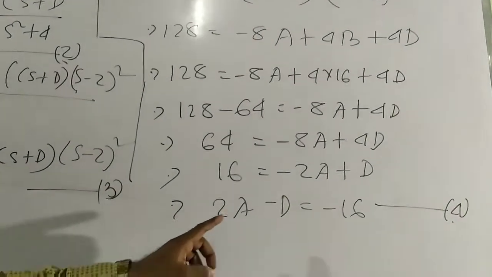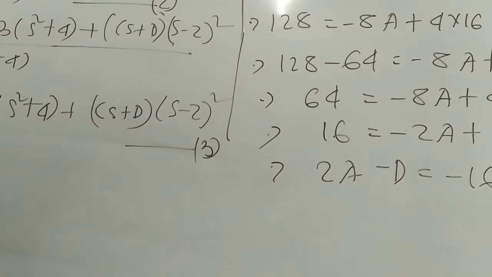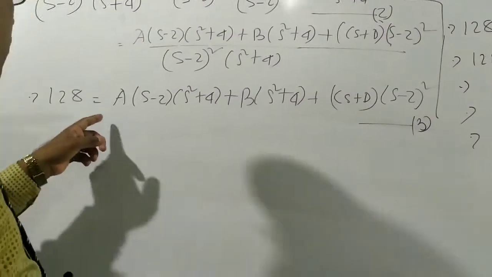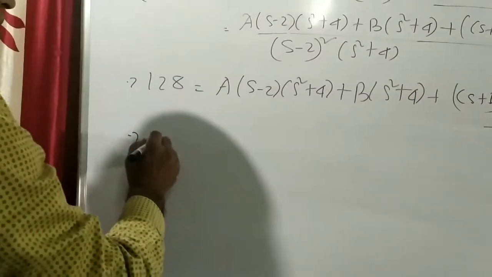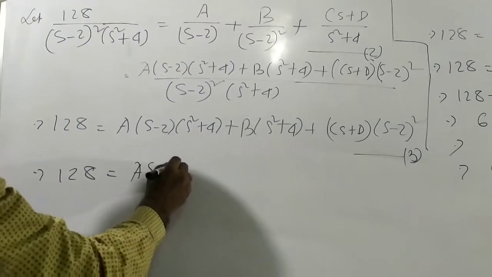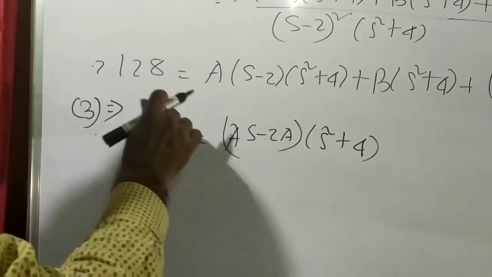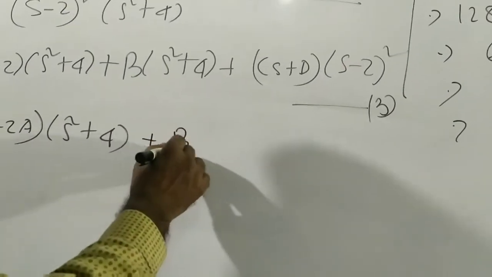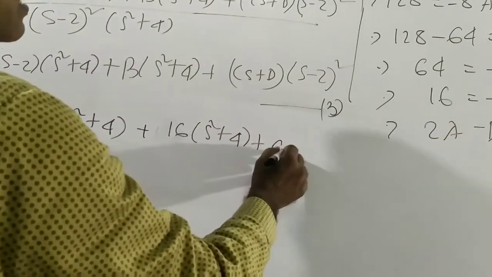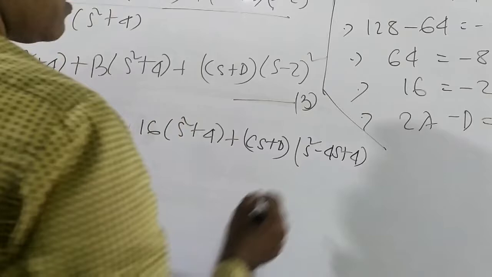Now we have the value of b, and putting the value of b in equation number 3, we get b equal to 16 and one relation, twice a minus d equal to minus 16. Now we equate the coefficients. 128 equals a into (s minus 2) into (s square plus 4), plus b, which we know is 16, into (s square plus 4), plus (cs plus d) into (s minus 2) whole square, that is s square minus 4s plus 4.